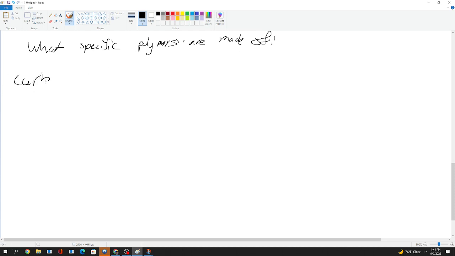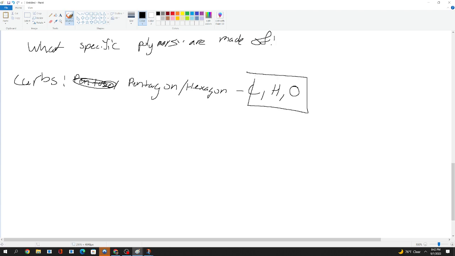Carbs are made of pentoses or hexoses. They look like pentagrams. Pentagrams? No, pentagons. Oh my god. Ignore that. That's embarrassing. Pentagons or hexagons. And they're only going to have the following three elements in them: carbon, hydrogen, and oxygen. So if you're dealing with something and you don't know what it is, if it only has carbon, hydrogen, and oxygen, you will most likely have a carb.